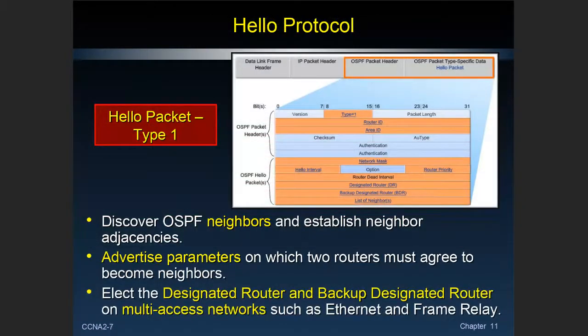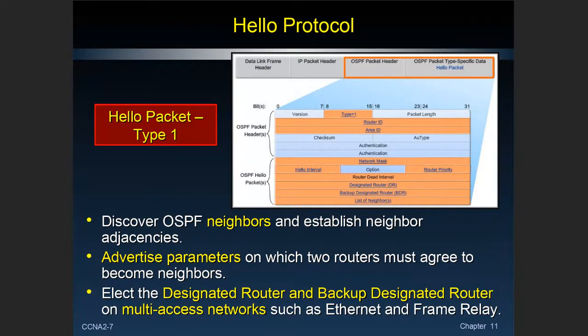So here's our hello packet. Type 1 packet. Anytime a router comes up and you configure it to be OSPF, he's going to immediately start sending out hello packets out all of his interfaces that you configured to be participating in OSPF and look for neighbors. So he's going to advertise. Now, before two routers can become adjacent with each other, they have to agree upon certain things. They have to agree they're on the same subnet. They have to agree on the OSPF area, or they won't become neighbors.